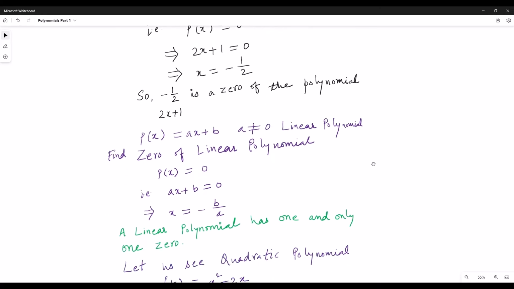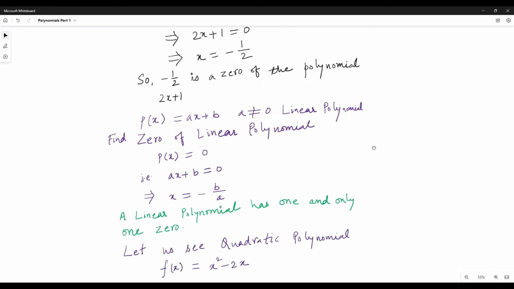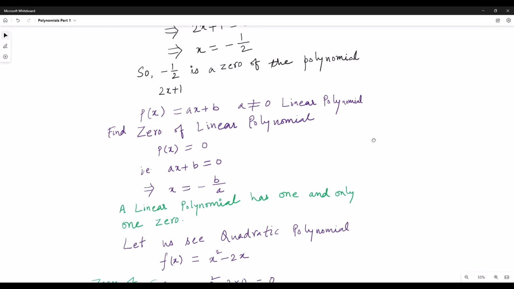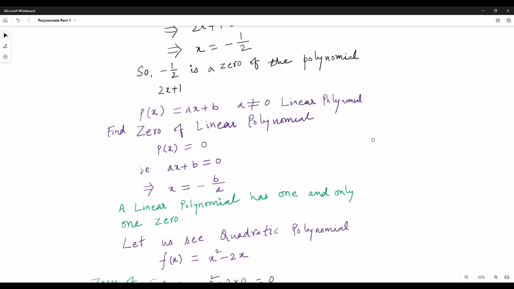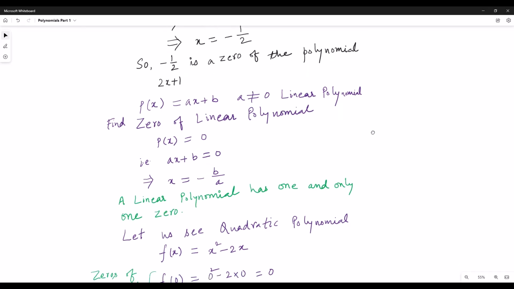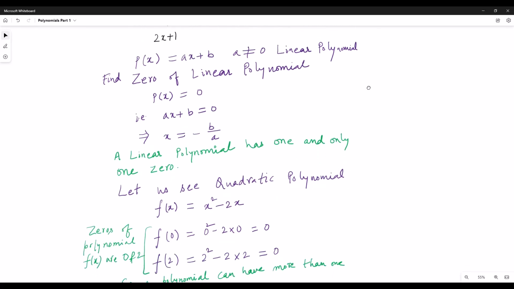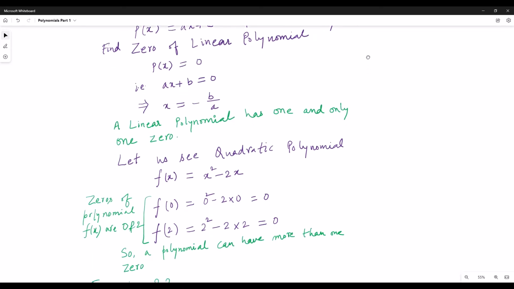For a general linear polynomial p(x) = ax + b, find the zero of the linear polynomial. So this is the general expression for a linear polynomial, ax + b, and we will try to find the roots of this equation. So ax + b is equal to 0, so x is equal to minus b by a. So for x equal to minus b by a, the value of the polynomial is 0.